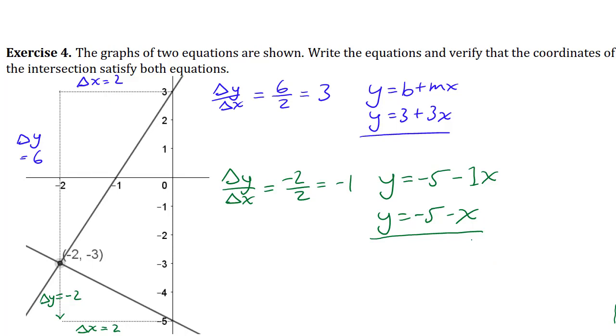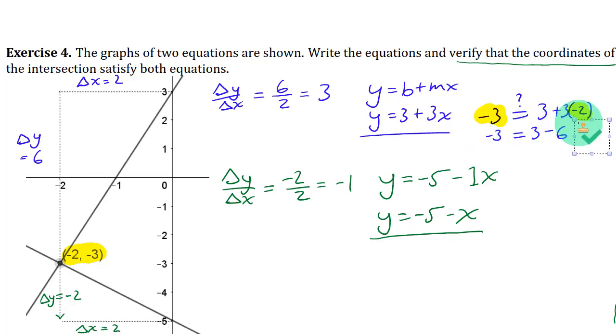We now need to verify that the coordinates of the intersection satisfies both equations. So let's try that. Let's take the first equation here. We're going to do y, which is -3. Does that equal 3 plus 3 times -2? Let's see. That gives you -3 equals 3 minus 6. That works. Okay, so yeah, that means that -2, -3 is a point on this one.